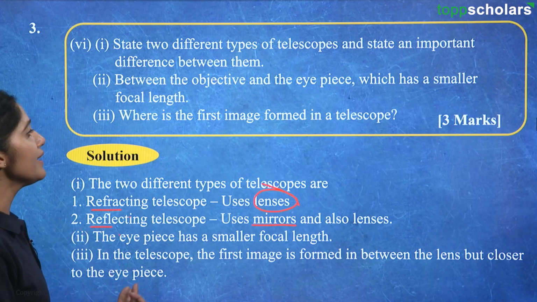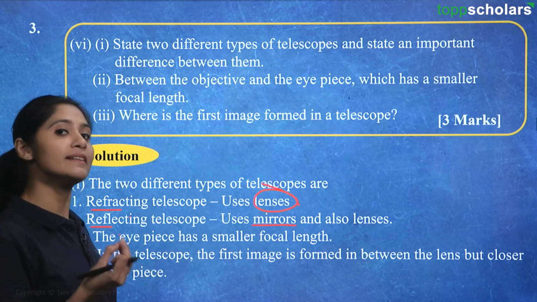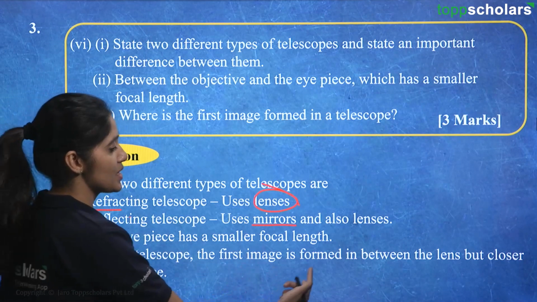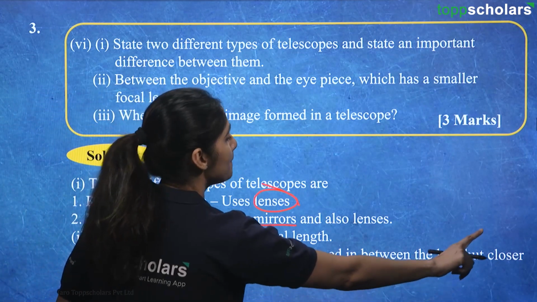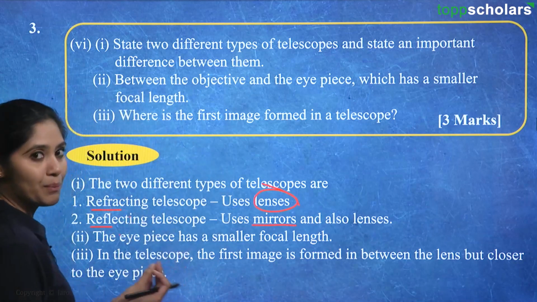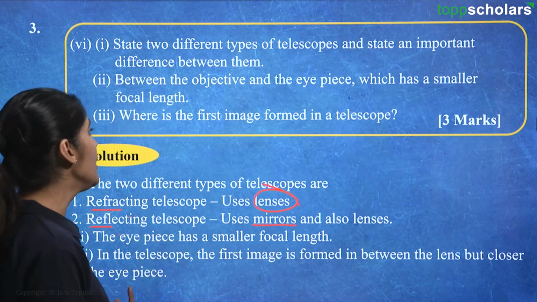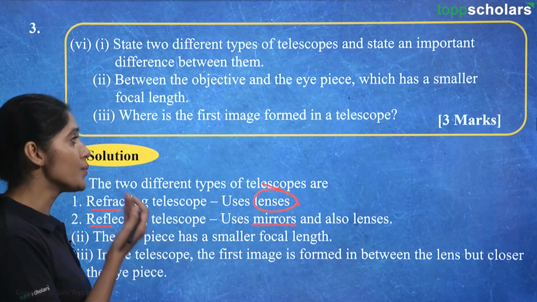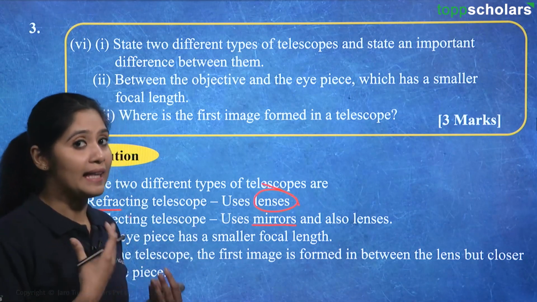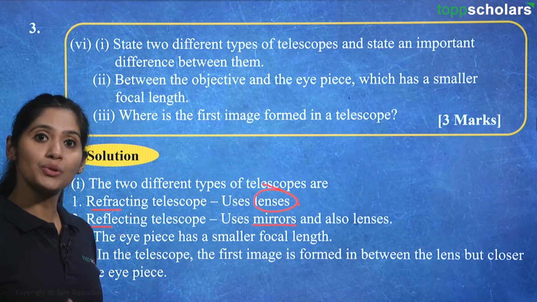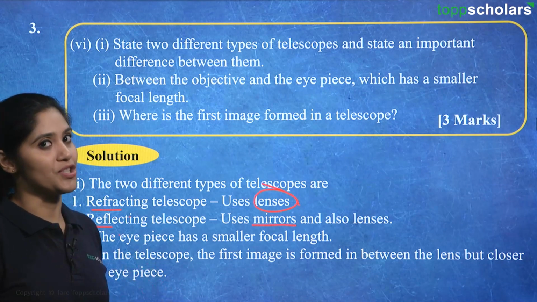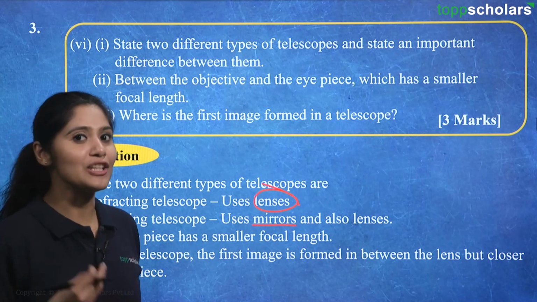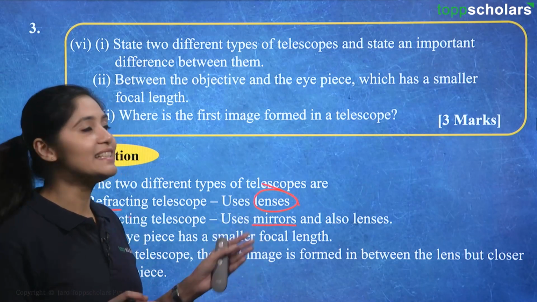Third question, where is the first image formed in a telescope? Where do you think so? In the telescope, the first image is formed between the lens but closer to the eyepiece, right? So that is how the telescopes are made, so that the image forms closer to our eyepiece, and that is why we are able to see the far away object.